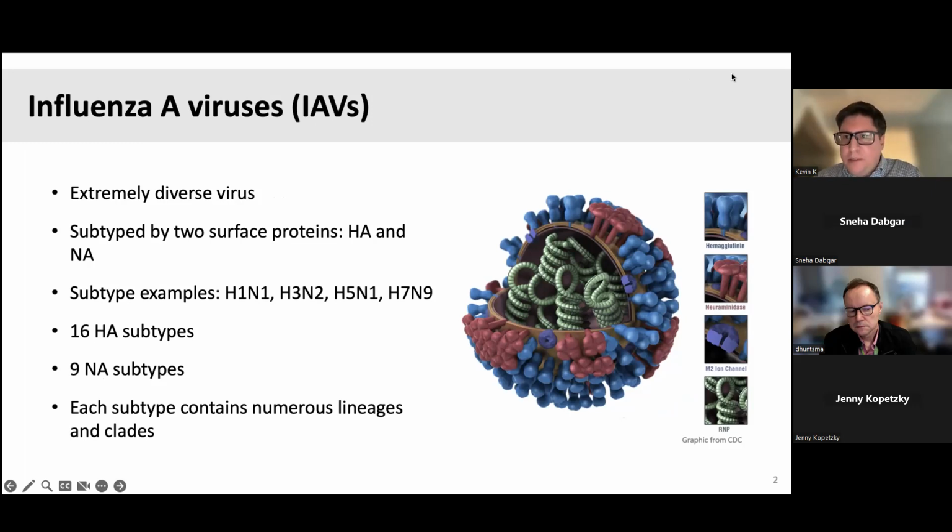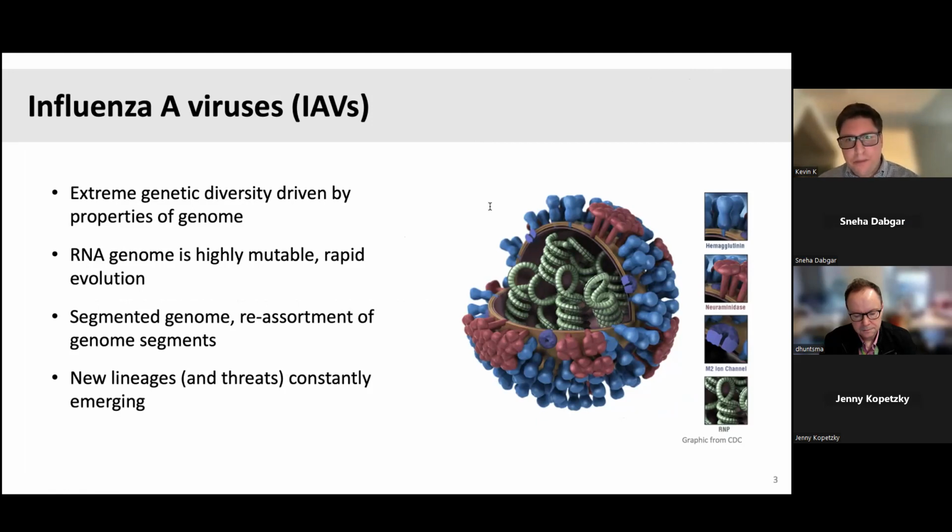And these subtypes often become shorthand for referring to specific strains and lineages, like how we call the human seasonal flus H1N1 and H3N2. But it's really important to keep in mind that those subtypes aren't actually unique identifiers. They're very broad categories. So human seasonal H1N1, for instance, is very far from being the only H1N1 influenza virus out there.